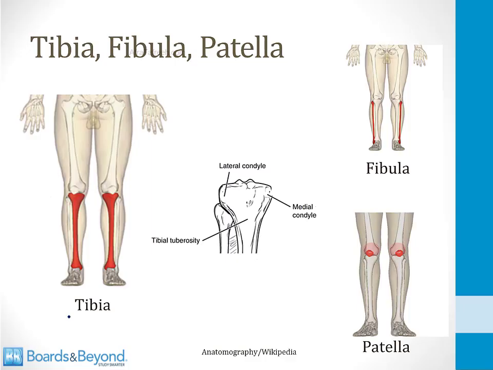Other bones of the knee joint are shown on this slide. There are two bones in the lower leg. The tibia is the larger bone, the fibula is the smaller bone, and just like the femur, the tibia has a couple of bumps called condyles. There is a medial condyle and a lateral condyle.